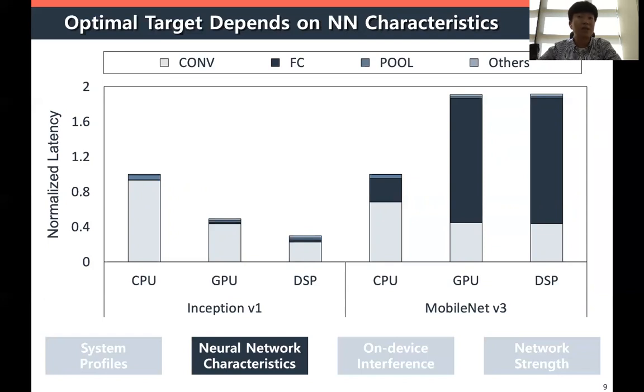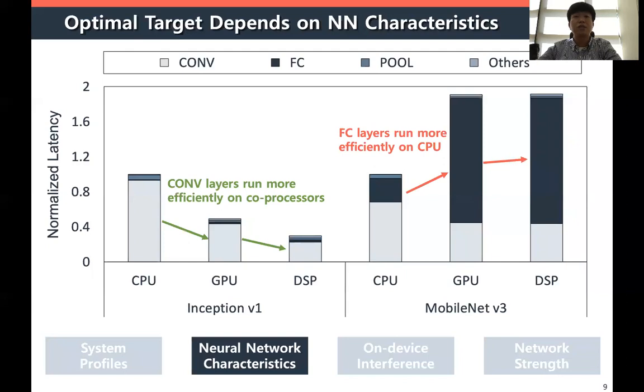As shown in the left column of the figure, convolutional layers run more efficiently on coprocessors such as GPU and DSP rather than CPU. On the other hand, as shown in the right column of the figure, fully connected layers run more efficiently on CPU rather than the coprocessors.